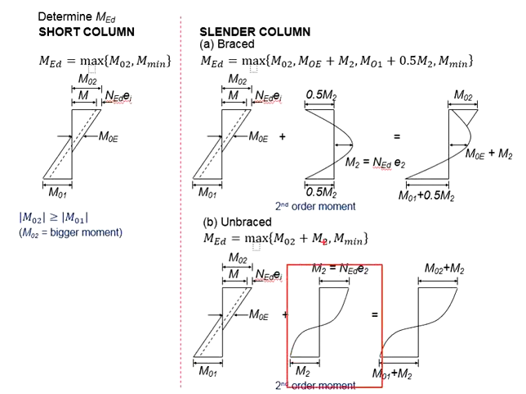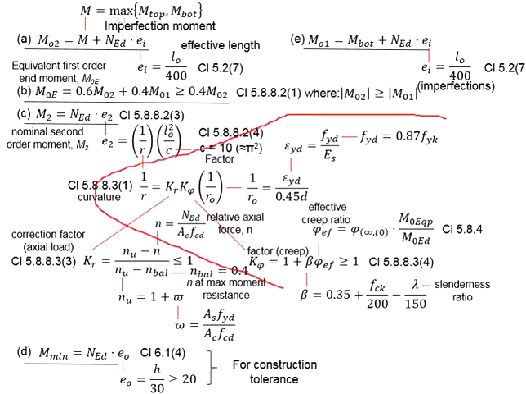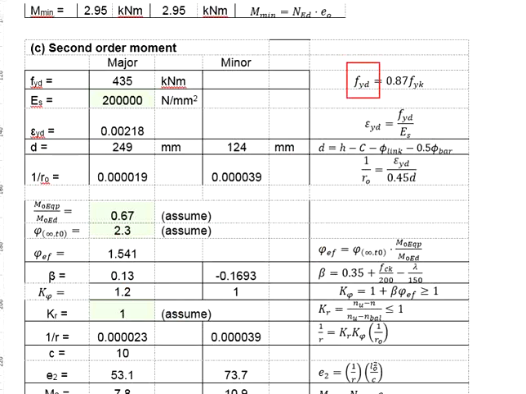Next, you need to calculate the M2, which is the second order moment. There will be a series of equations. Most of the equations can be obtained, except KR. Since in the first round of the calculations, we do not have the amount of reinforcement bar in the column, we will start with assuming KR equals to 1.0. The rest of the calculation steps will be the same as the previous example, where you first need to determine the FYD. 0.87 times 500, you get 435.